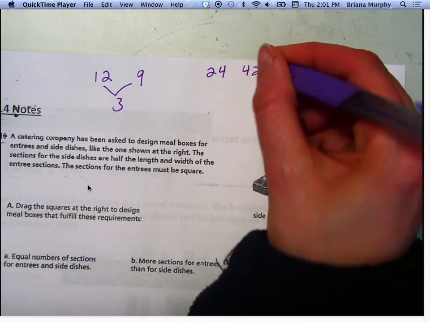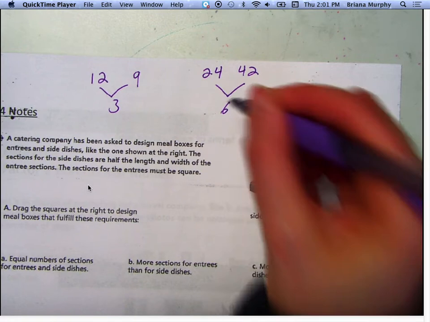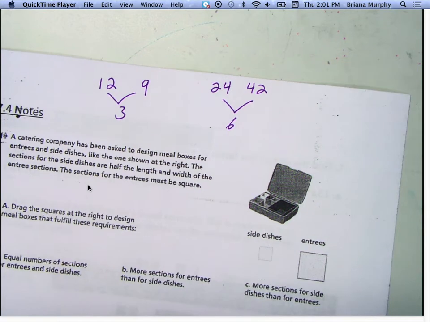Okay. What is the greatest common factor between 24 and 42? 6. Okay, all right. So that's what we're talking about when we're talking about the greatest common factor, except in this case, we're going to have some variables. We're going to have things like x and stuff to go with it.